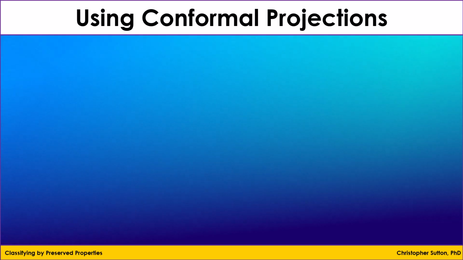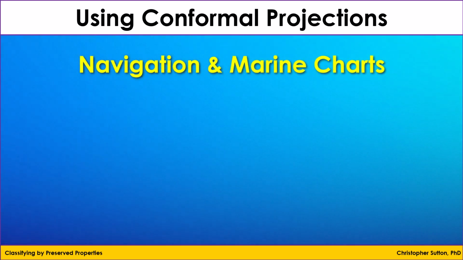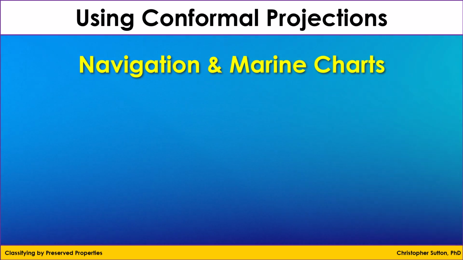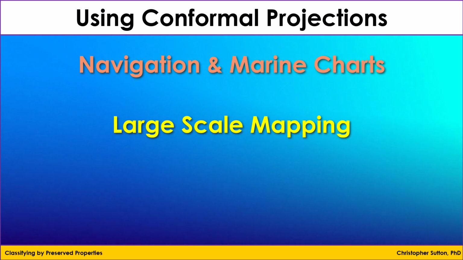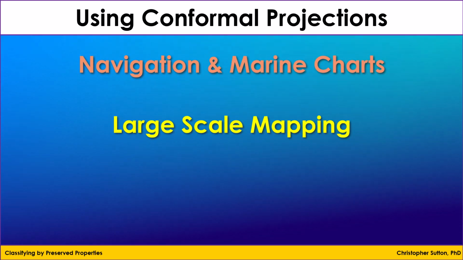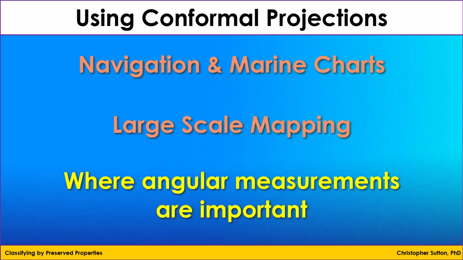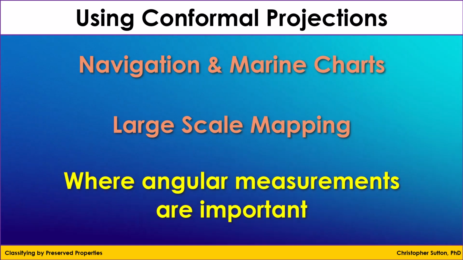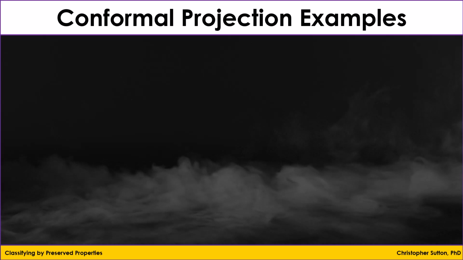Why would we use conformal map projections? We use conformal projections in navigation and marine charts. Compass bearings remain accurate and course plotting is simplified. We use conformal projections in large-scale mapping when we are zoomed in on a localized area. We use them for property surveys and boundaries, engineering and construction projects, urban planning and design, as well as topographic mapping. And we use conformal projections where angular measurements are important, such as geological structure mapping, slope and aspect analysis, or wind direction studies.